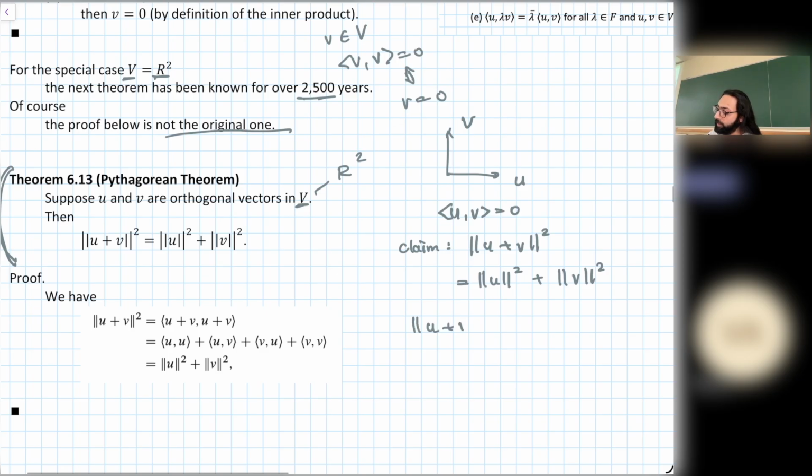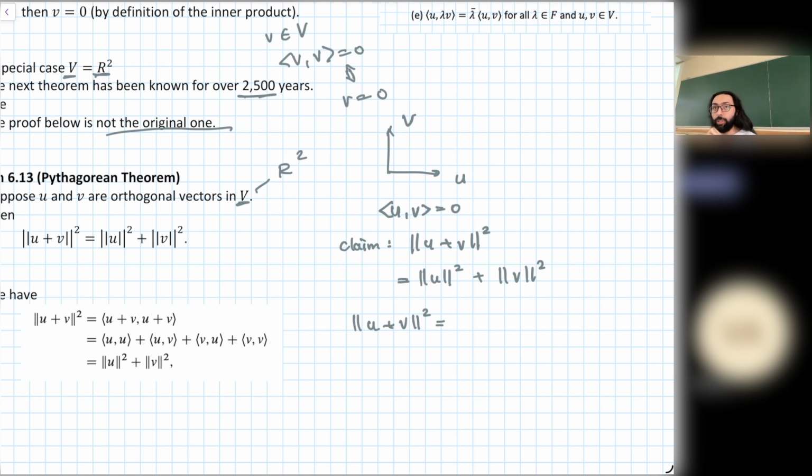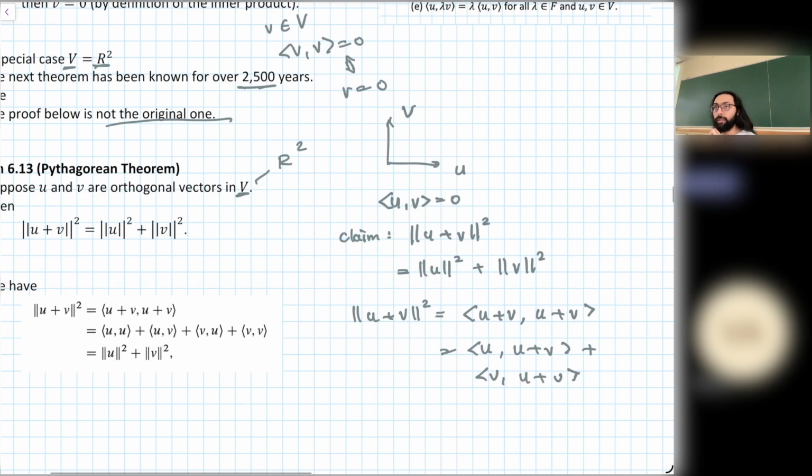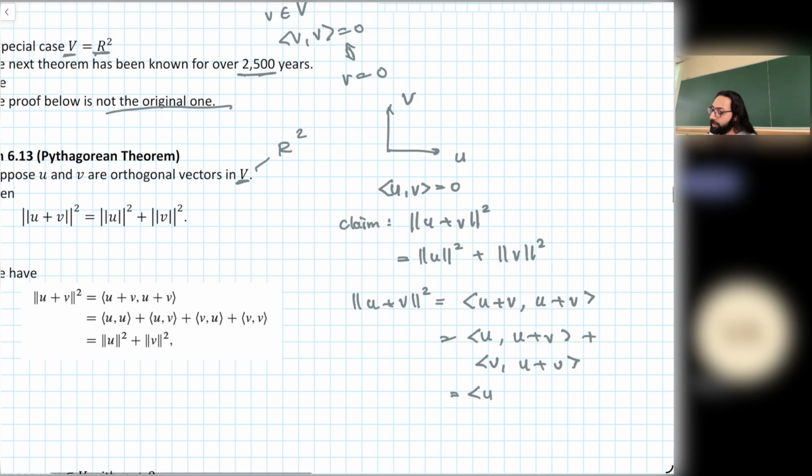So the norm of u plus v, squared. How will we write it in terms of an inner product? Just apply the definition. Right, so it's the inner product of u plus v with u plus v, right? And now we can use all our favorite properties about linearity and stuff, right? So let's do it one by one. So you have u plus v, inner product with u plus v, correct? And then this we can further expand.